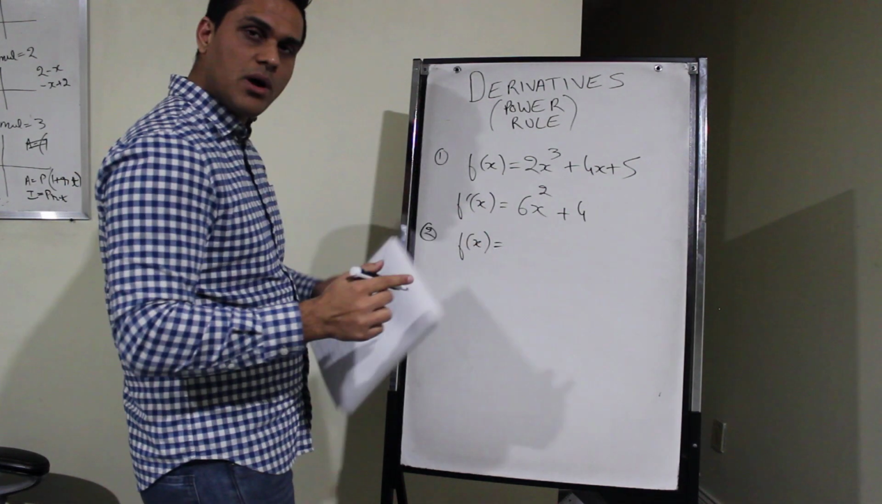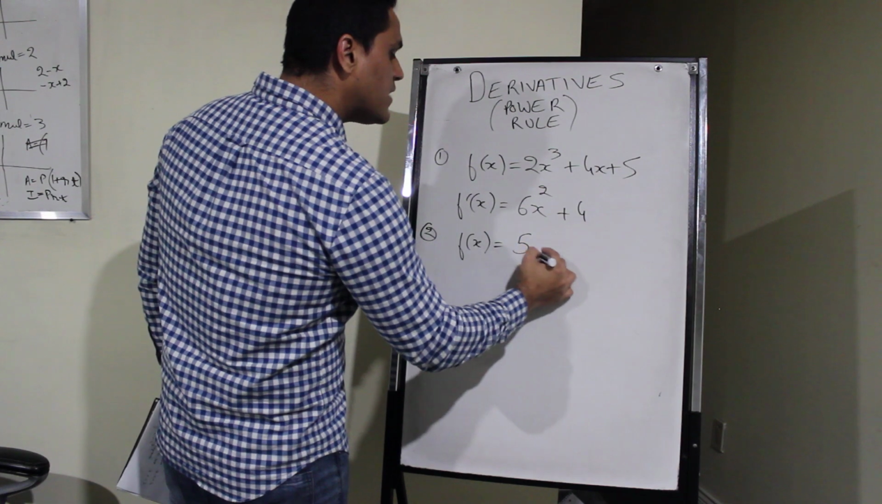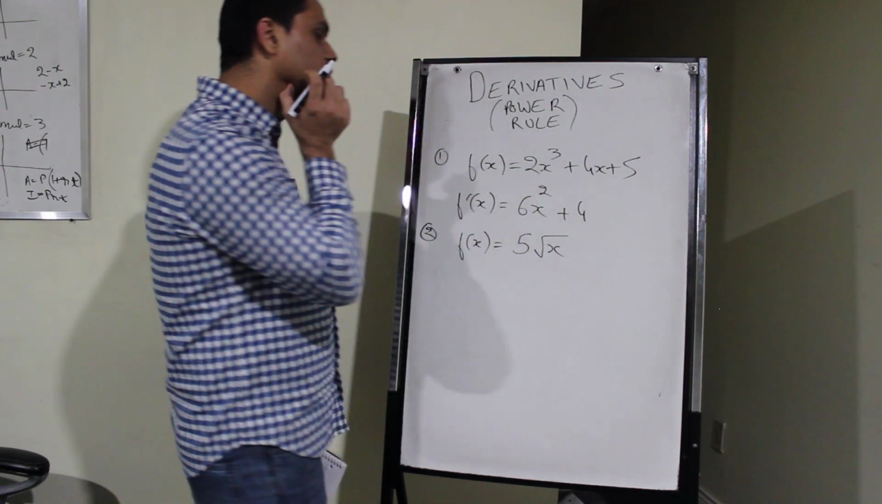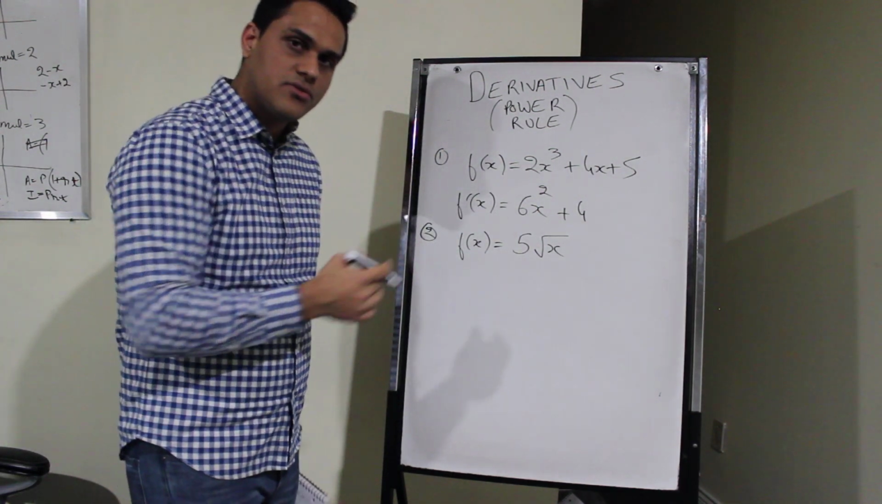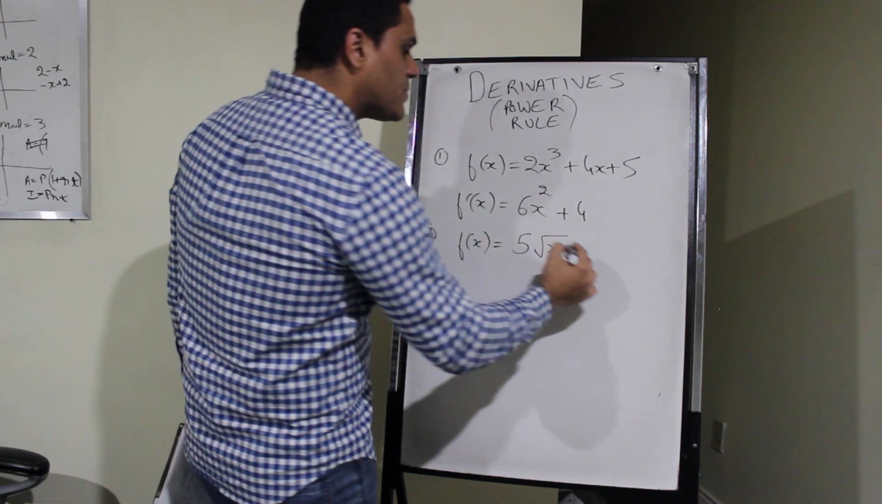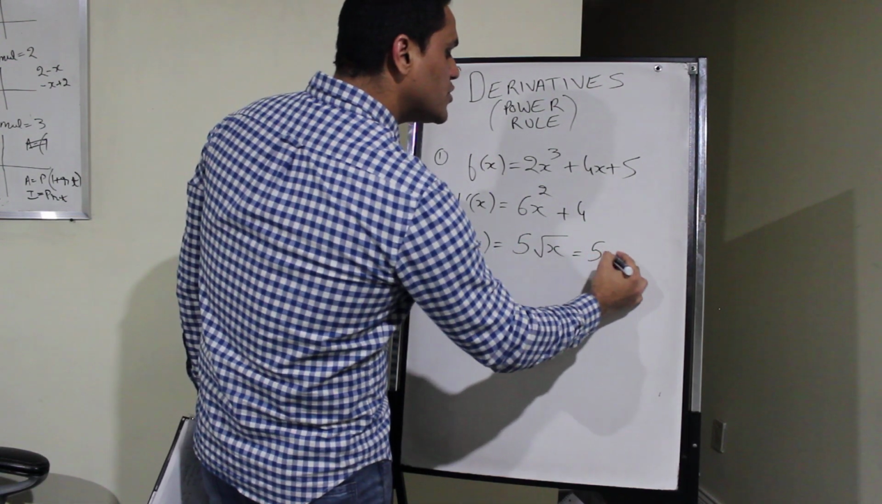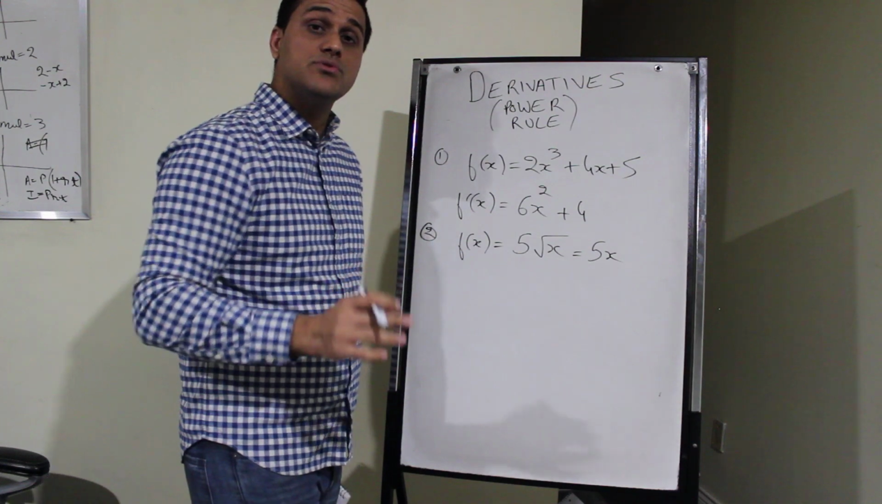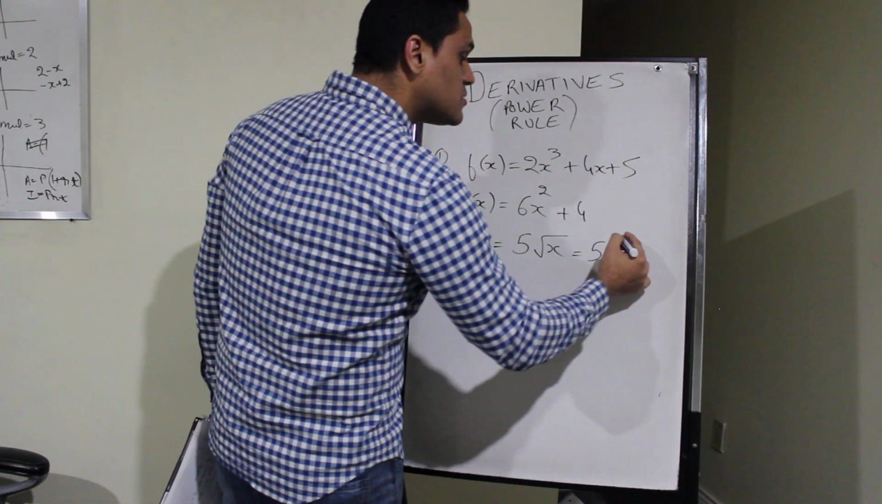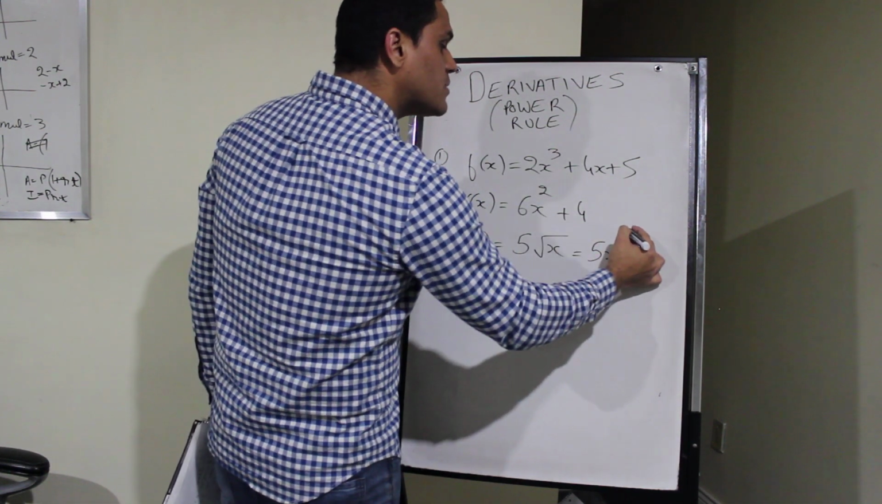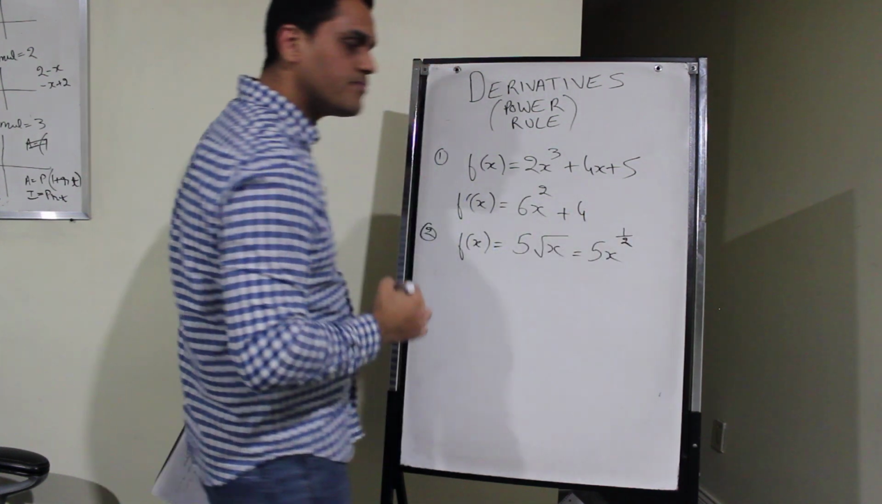Now let's do some more complicated questions. If I had given you f of x is 5 square root of x and I ask you to find the derivative for this, the first step, we should always rewrite any square root as exponent. So square root of x will be written as x to the power 1 over 2.